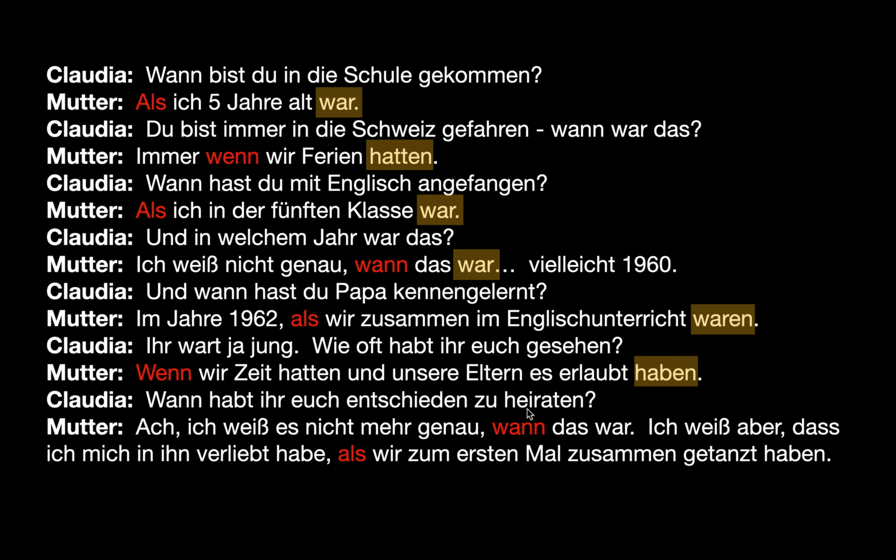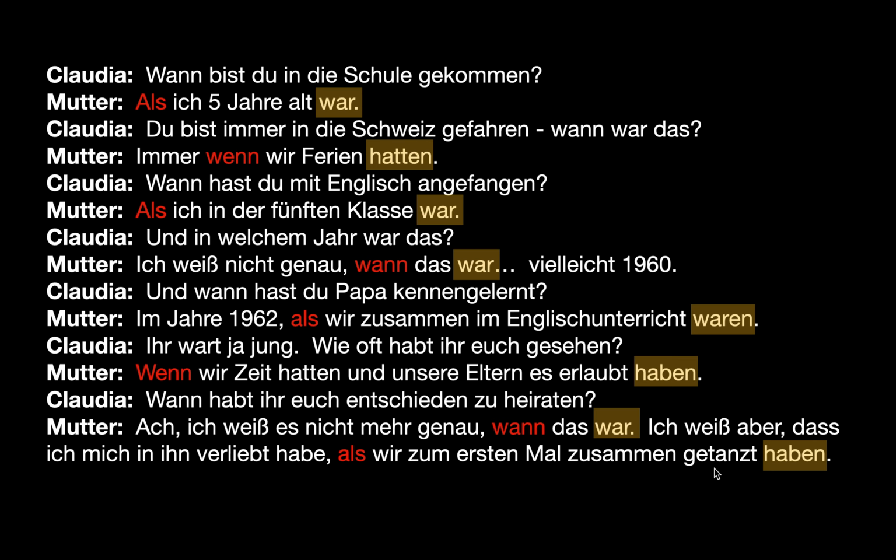Lastly, the mother says, ich weiß nicht mehr genau, wann das war, is at the end of the sentence. Ich weiß aber, dass ich mich in ihn verliebt habe, als wir zum ersten Mal zusammen getanzt haben. Again, here, haben is my conjugated verb. It's kicked all the way to the end, even past getanzt, which is the past participle of tanzen.